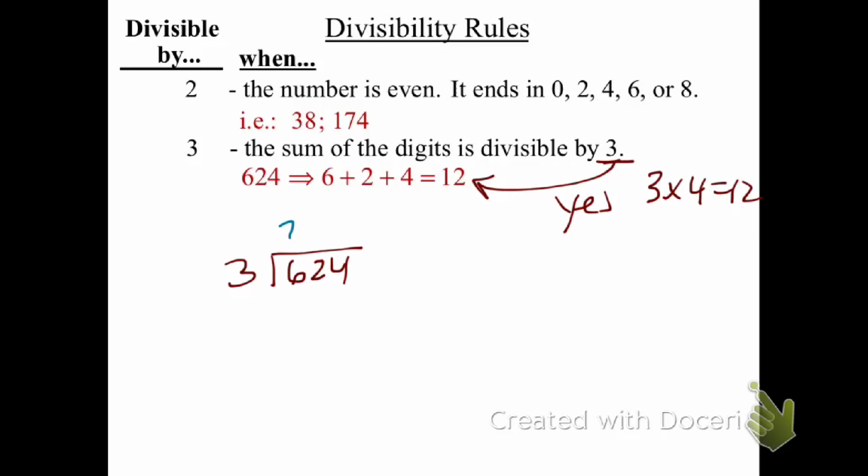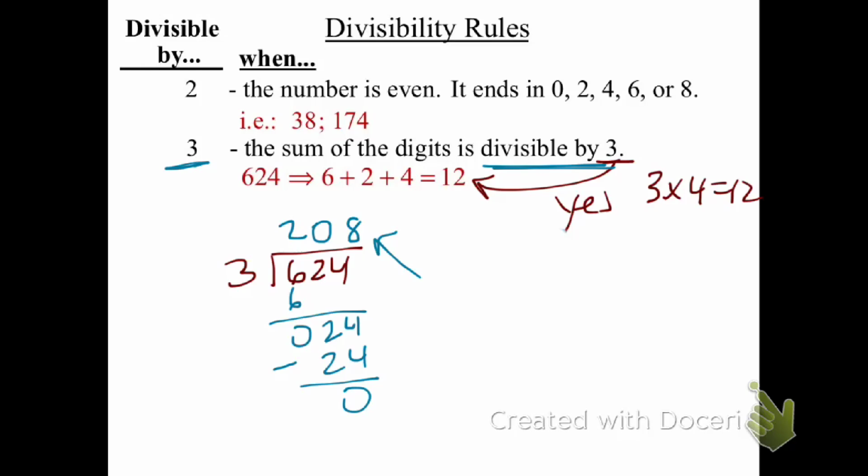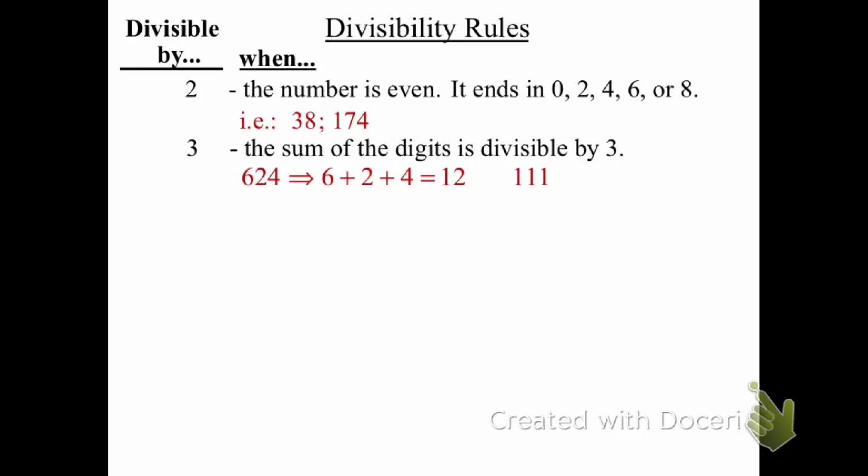So I have 3 times 2, which is 6. Can't bring down my 4. Oops, sorry, I forgot my 0. 3 times what will give me 24? That'd be 8. I subtract 24, I get 0. So it divided evenly. So I know that any number will be divisible by 3 when the sum of the digits is also divisible by 3, because I know that 12 is divisible by 3. Another example is 111, because we find the sum of those digits. What's 1 plus 1 plus 1? It's 3, so this will all be divisible by 3.